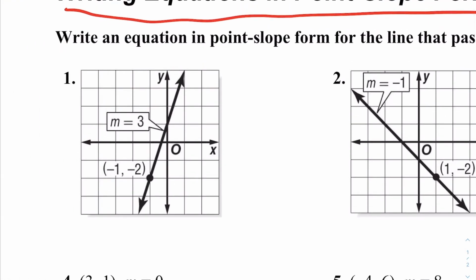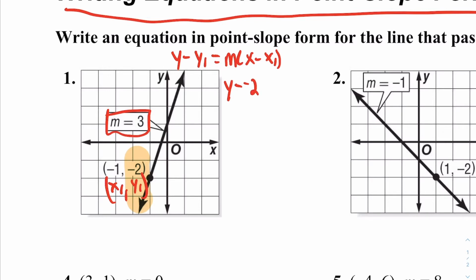From a graph, m is 3 and we have a point. If the formula says y minus y1 equals m times x minus x1, then all we need to do is label some things. They already labeled m for you, so yes, we do need that. And all we need to say is that this is x1, this is y1, and we're going to put them in the formula. If we put them in the formula, we'll have y minus our y1, and our y1 is negative 2. So we're going to have y minus negative 2. Make sure you put both minus signs.